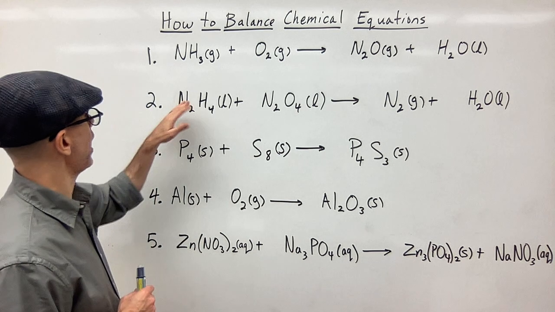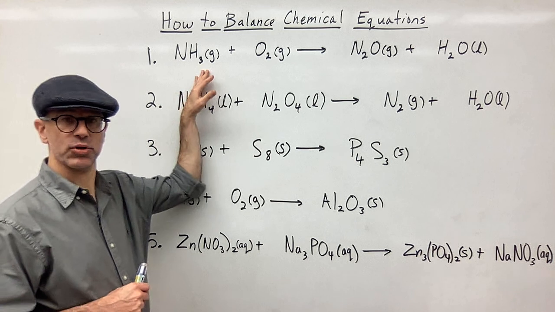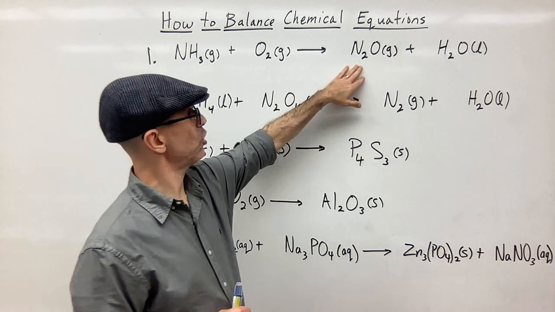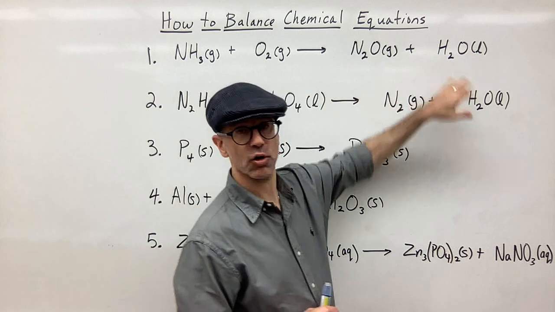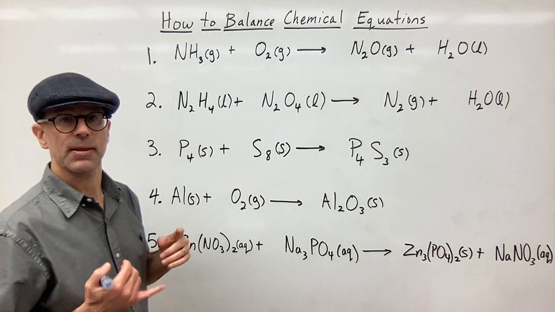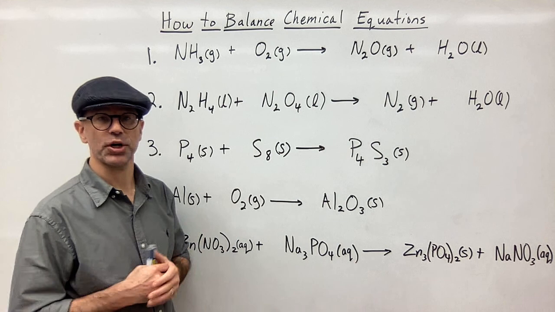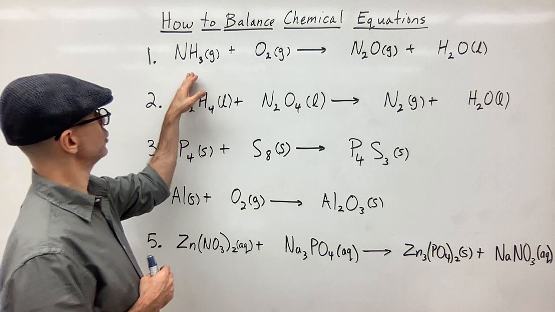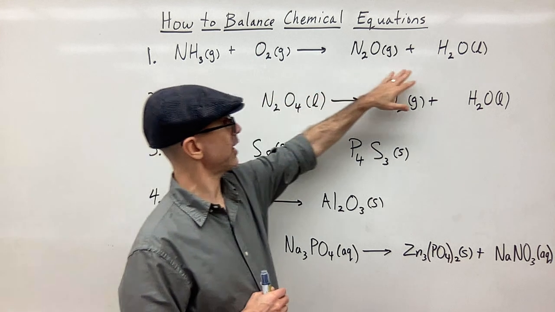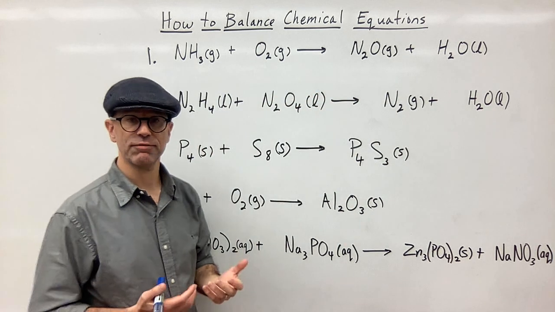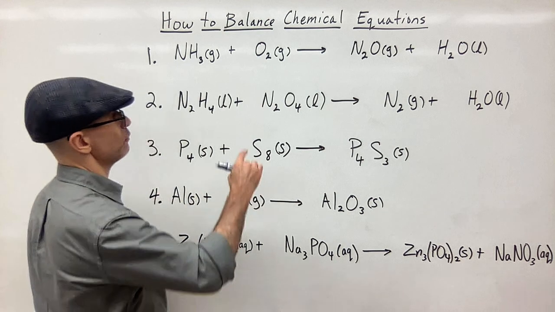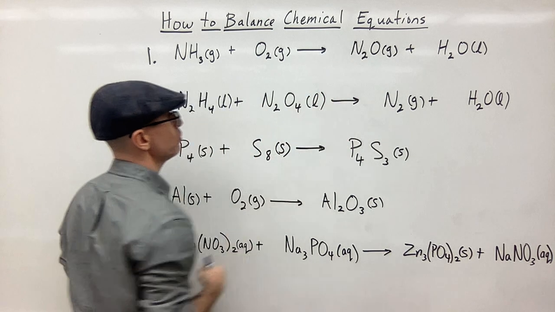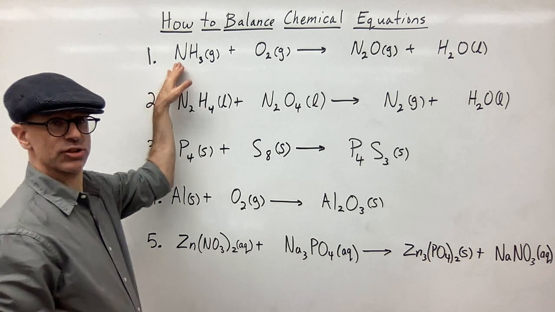On number one, we have NH3 gas. This is ammonia gas reacting with oxygen gas to give you N2O, dinitrogen oxide, and water. We don't have any metals, so we don't have to worry about that, and we're going to go on to the nonmetals. Notice we have nitrogen, oxygen, and hydrogen. So we'll balance nitrogen first. I have 2 nitrogens here. 1 coefficient times 2 gives me 2. And then here I have 1 nitrogen.